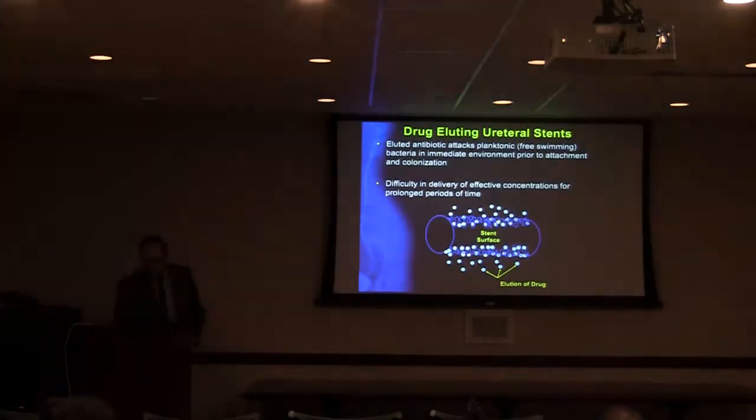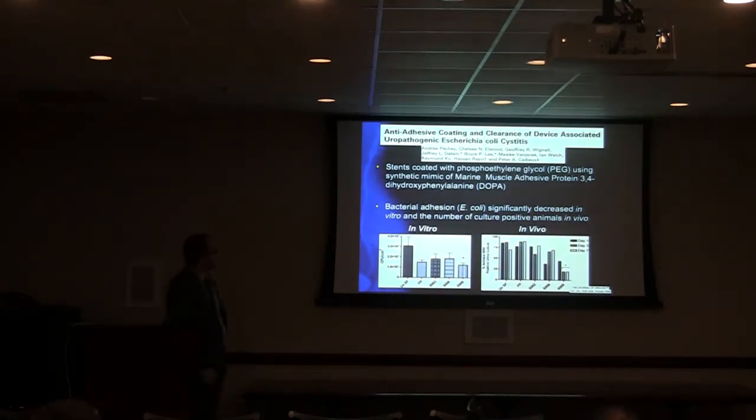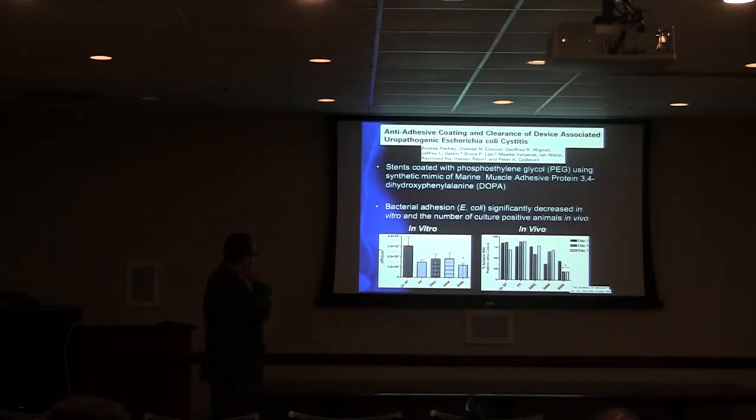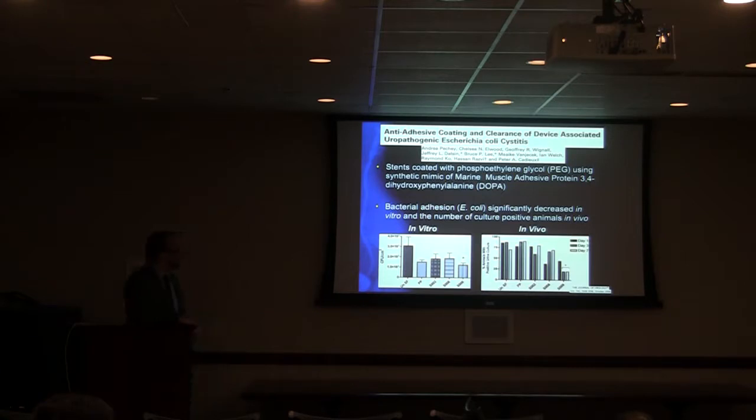So, oops, never talked about this. This is something that came out first in 2009, but it's still being worked on. It's a class of stents that were coated with polyethylene glycol, but the way they attached it was by using what's called DOPA. And it's basically what marine mussels use to attach to surfaces. It's kind of cool, actually. So they use that to attach the PEG to the surface of the stent.